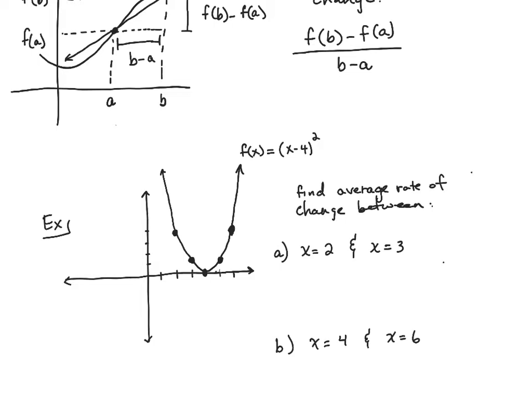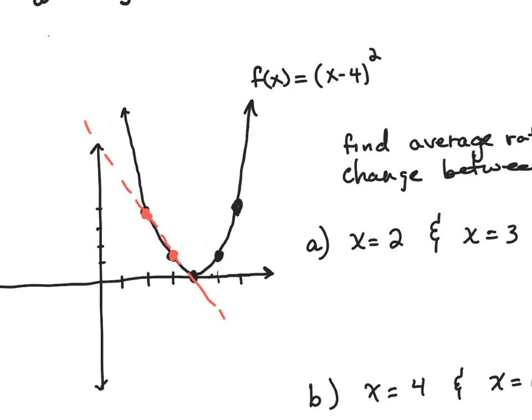So for the first one, part A, between x equals 2 and x equals 3. So here's x equals 2, here's x equals 3. If we drew a secant line between those 2 points, that would be the line we're talking about. So we need to just calculate the slope of that line. So we have some coordinate points here. This is the point (3, 1), and this is the point (2, 4).